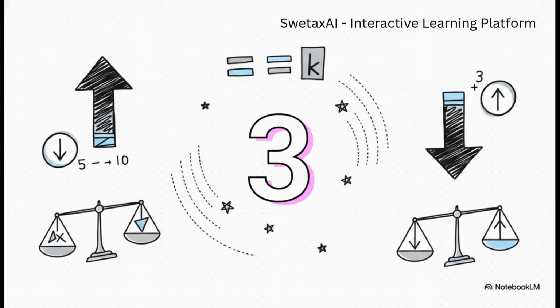And the answer is 3. Since x times y equals k, 6 times 5 gave us a constant of 30. To find our new y, we take 30 and divide it by our new x of 10, giving us 3. Did you notice how as x went up from 5 to 10, y went down from 6 to 3? That is that balancing act in perfect motion.